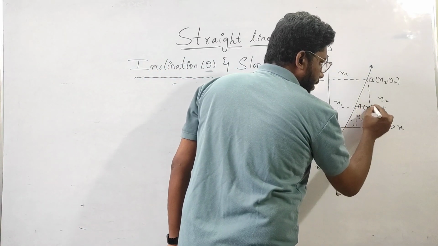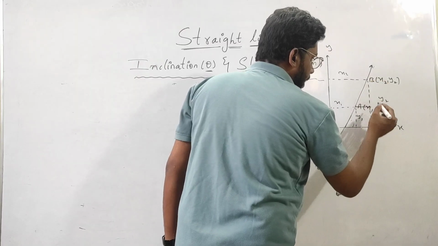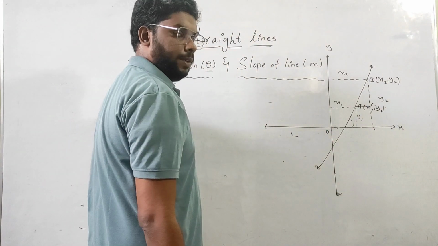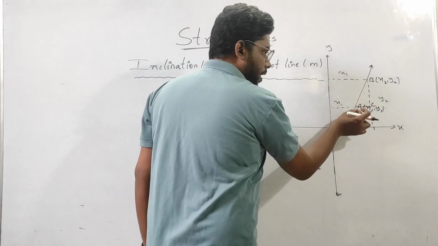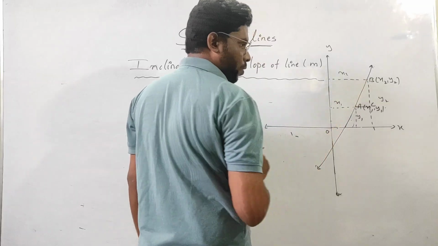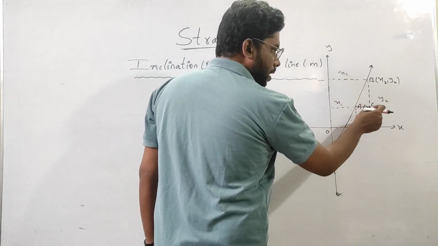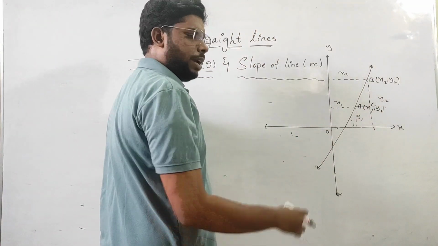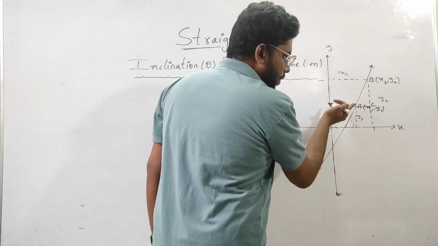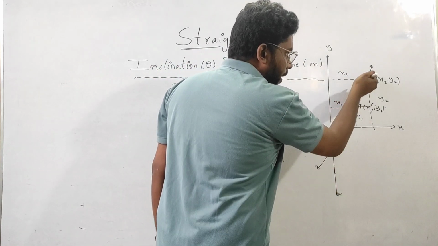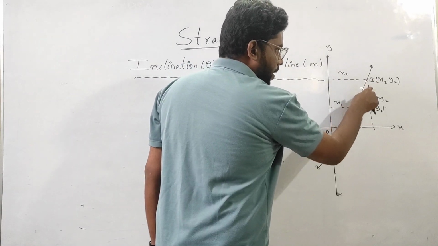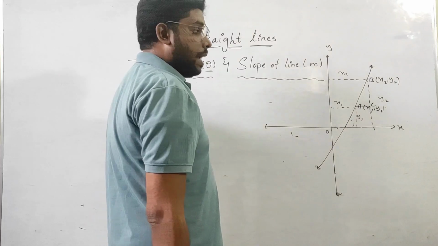Now from A I will extend a line. It meets this dashed line at a point C. Consider ABC. So we have taken 2 points, meaning our straight line is passing through these 2 points, A, x1 comma y1, and B, x2 comma y2. They may be any arbitrary points on the straight line. We have extended a line from A, and it meets this line at C. So ABC is a right angle triangle.